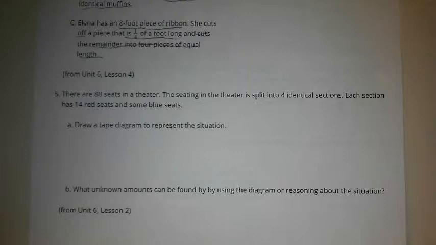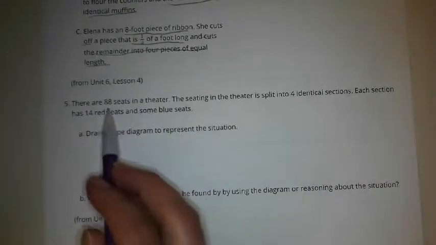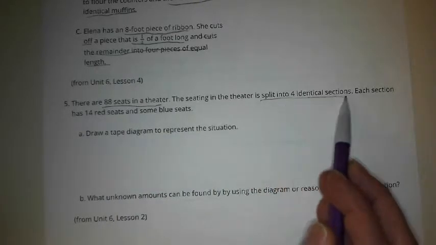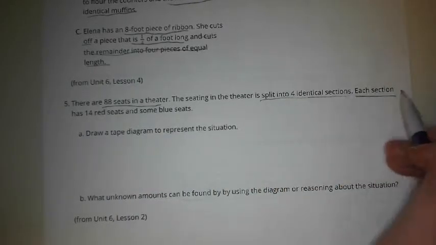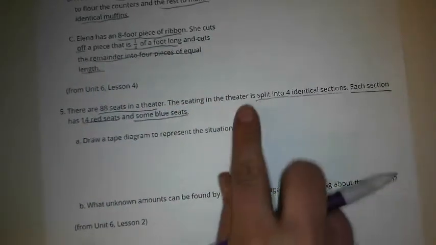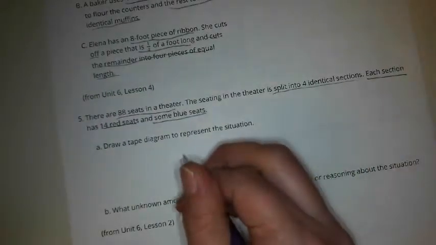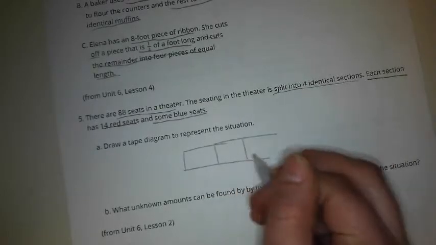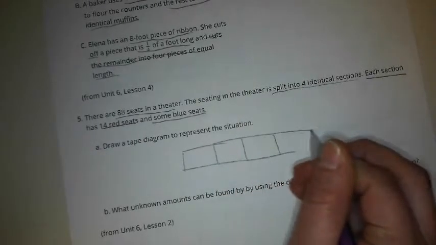5, there are 88 seats in a theater. The seating in the theater is split into 4 identical sections. Each section has 14 red seats and some blue seats. So I already know I have 4 identical sections. I have to draw a tape diagram to match the situation. So 1, 2, 3, oh sorry, kind of got bigger, 4.